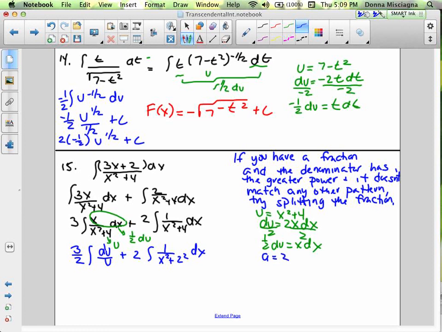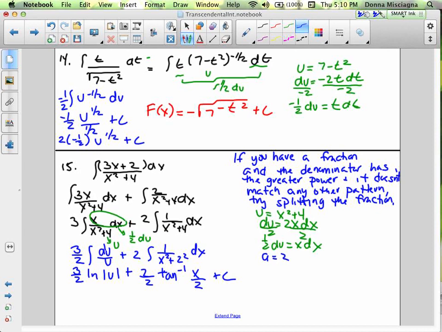All right, so now let's integrate. So du over u, that is natural log. So we have 3/2 natural log absolute value of u plus 2 times, so 2 divided by 2, right? Normally it's 1 over a, and a is 2, but there's already a 2 there, so now it's 2 over 2, which is going to cancel each other out. And then this is arctan, and then of x over 2 plus c.